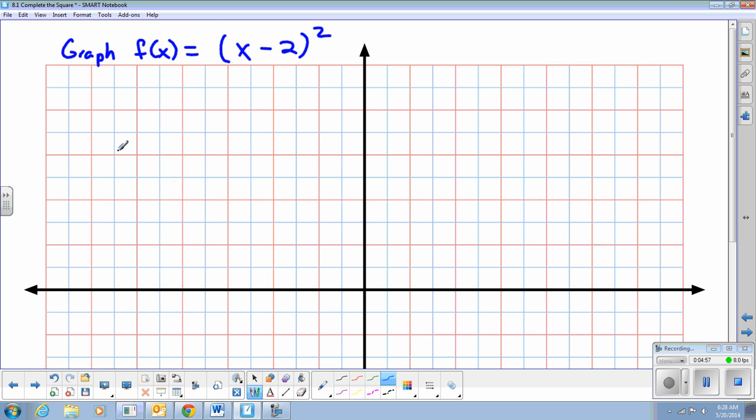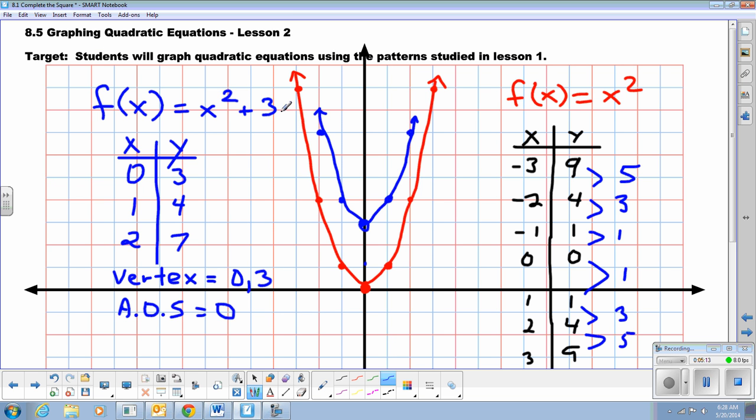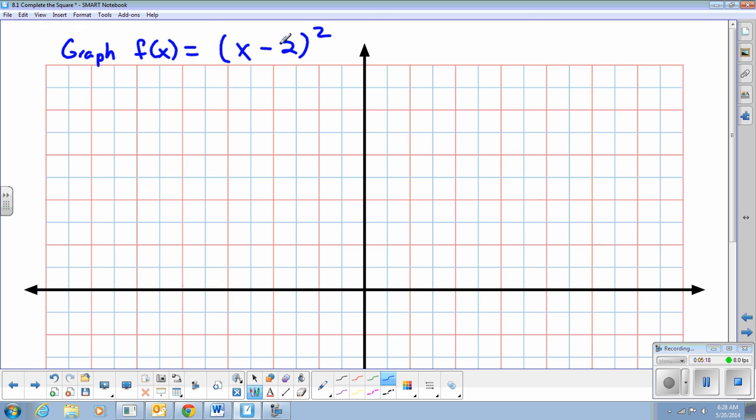Why don't you take a moment and build an xy axis, and then you can plot this one with me. So pause the video here. All right, yesterday when we did these, we found that these don't shift up and down like our last graph. Our last graph shifted up because there was a number after the x squared. But this time the number's inside parentheses with x. So we're going to have a different type of shift. This will be a left or right shift.